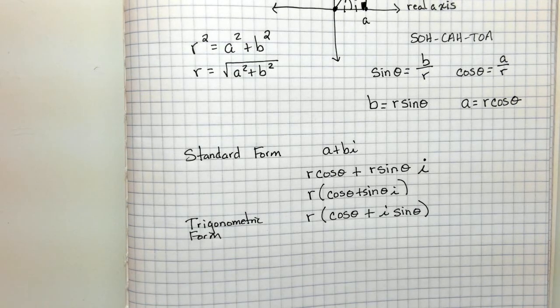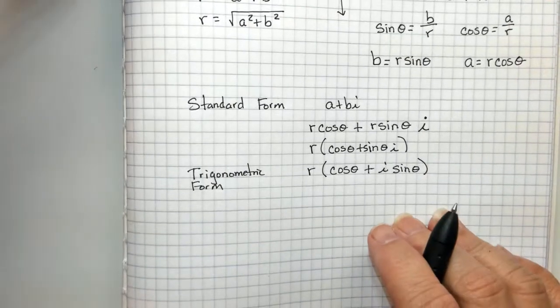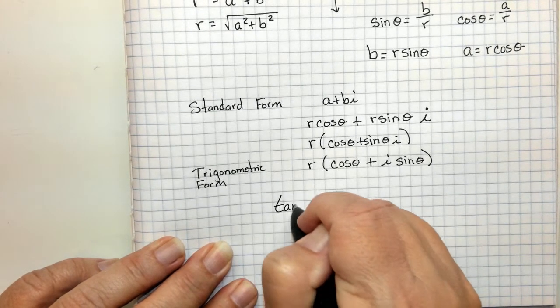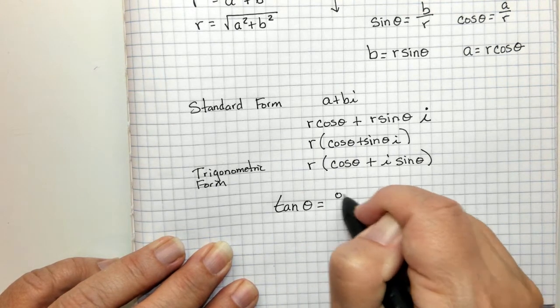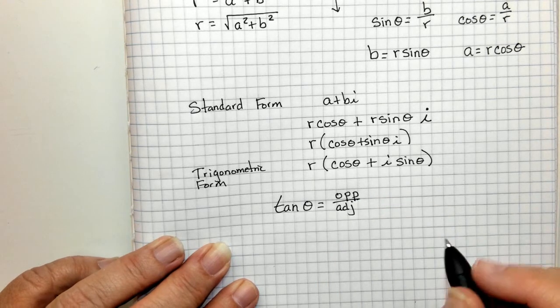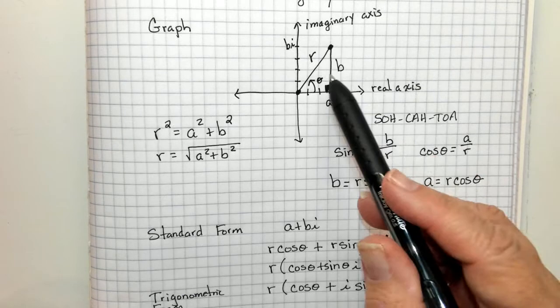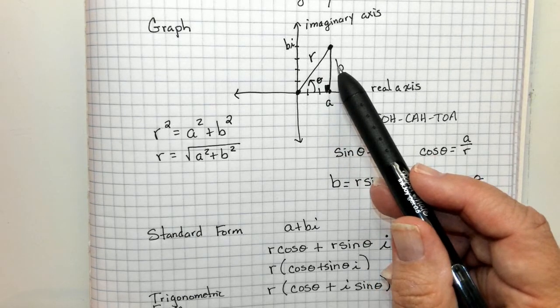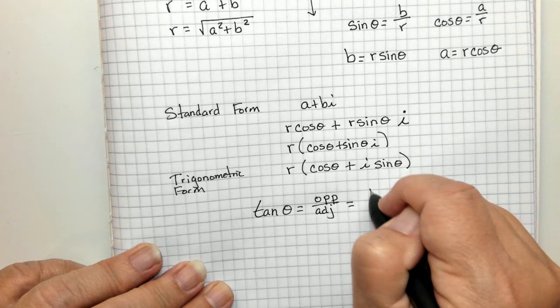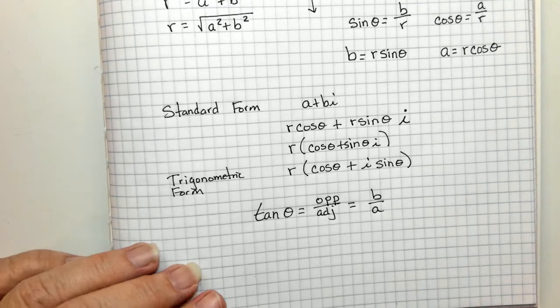Alright, let's then also look at how we arrive at the value for theta. So again, if we think about what we did with vectors, we know that the tangent of theta is equal to opposite over adjacent. And so in this case, back to our right triangle, our opposite side is b and our adjacent side is a. So the tangent of theta is going to equal b over a.